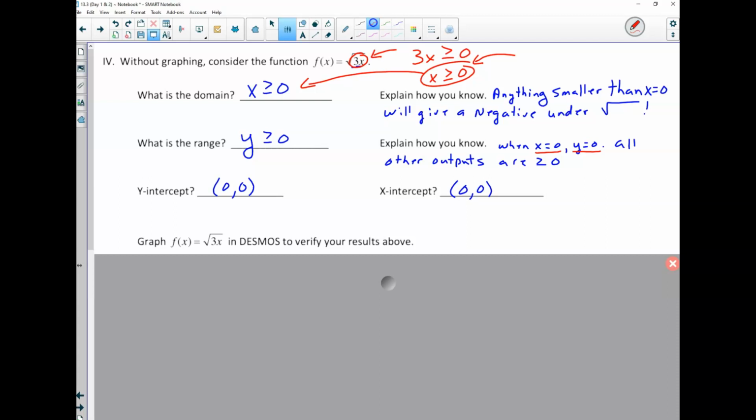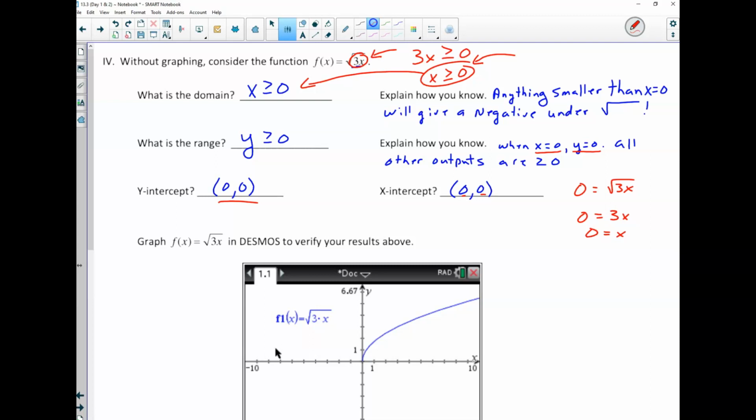Okay? Y-intercept. Put a 0 in for x. 3 times 0 is 0. Square root of 0 is 0. Boom. X-intercepts. Put a 0 in for y. Square root of 3x, and solve. So you're going to square both sides. You're going to get 0 equals 3x. So x equals 0. So what I did is I put a 0 in for y, and I solved, and I got a 0 out for x. Well, what does my graph look like? For all x here, all the x's are bigger than 0, and all the y's are bigger than 0. So it looks like we nailed that one.